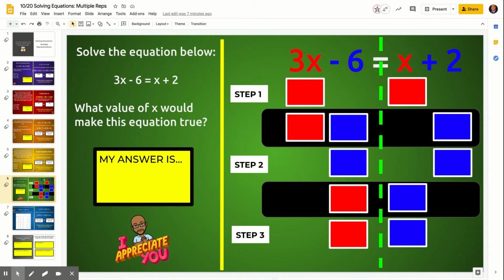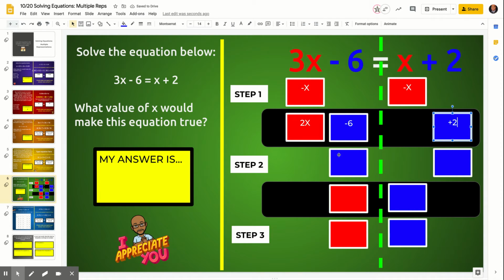So right here, to solve this equation, we have 3x minus 6 equals x plus 2. Our rules state that for step 1, we eliminate the variable from the right side first. To get rid of positive x, I subtract x. And what I do to one side, I do to the other. I didn't do anything with my constant so far. So 3x minus x is 2x, minus 6 equals positive 2, because I didn't do anything with my blue.